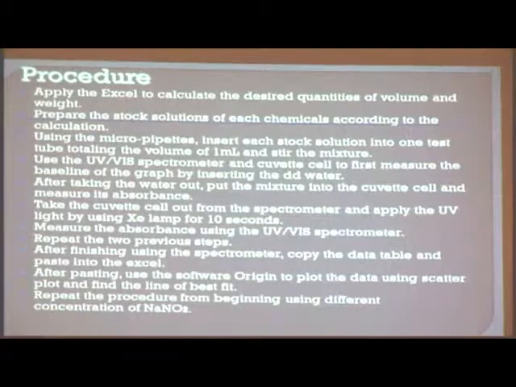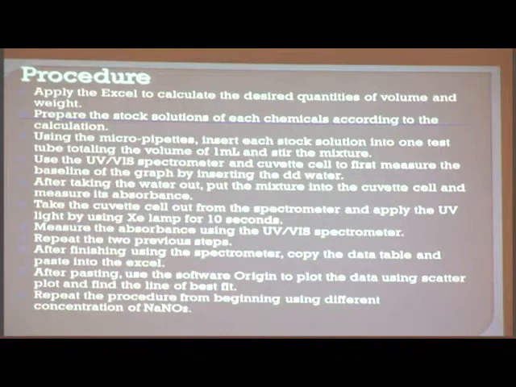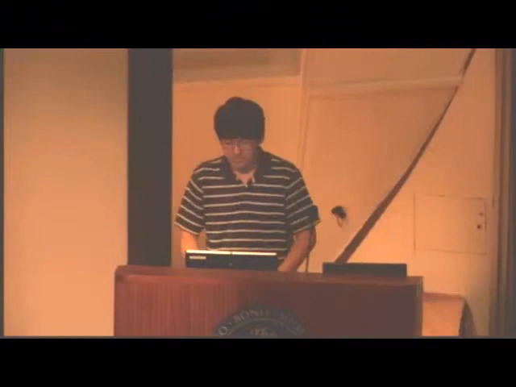Sorry about this, but the procedure is that I use Excel to calculate the desired components of volume and weight. Then I prepare the stock solutions of each chemical according to the calculation. Before I continue with the procedure, I would like to explain what stock solutions are. Stock solutions are solutions with one basic component, so each solution has only one chemical compound instead of several. So I prepare those stock solutions.